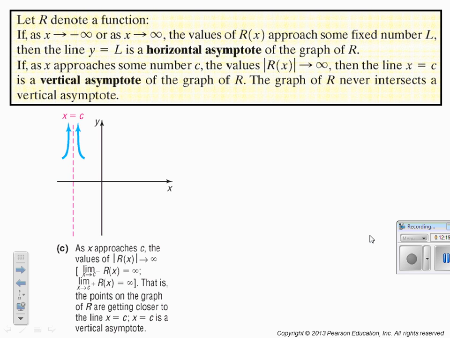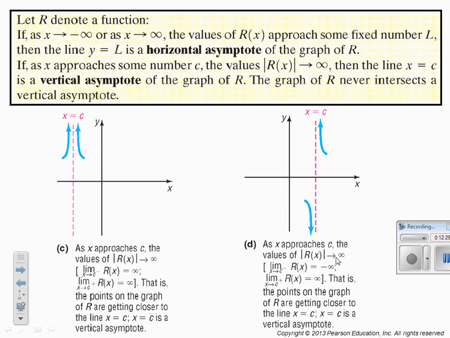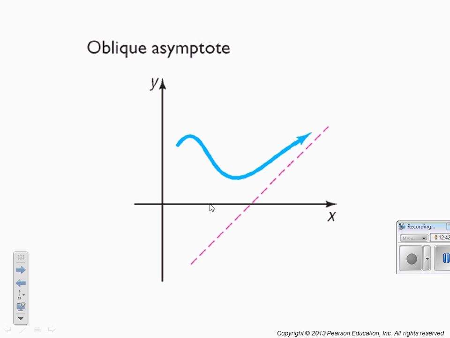Here is your vertical asymptote. The points on the graph are getting closer to the line x equals c, and that makes x equals c a vertical asymptote. Or you can split it: they're either approaching negative infinity or positive infinity. So those are vertical asymptotes, the line x equals c. Then we got this guy, an oblique asymptote. He doesn't follow the normal conventions. He wants to go slant, which is okay. We can handle it.